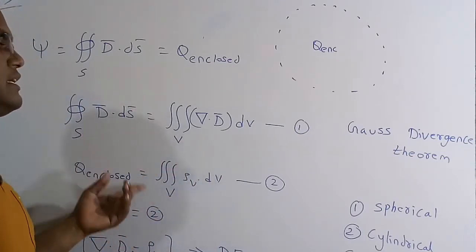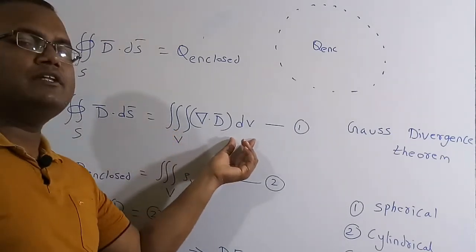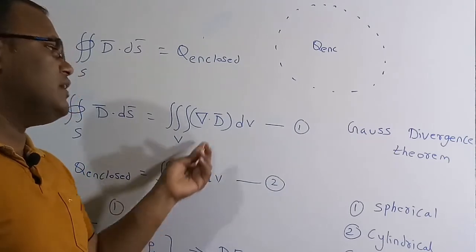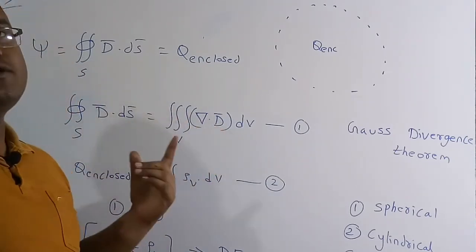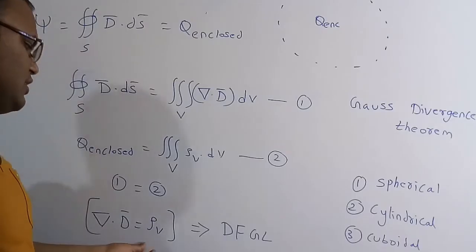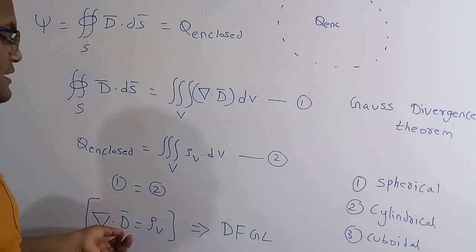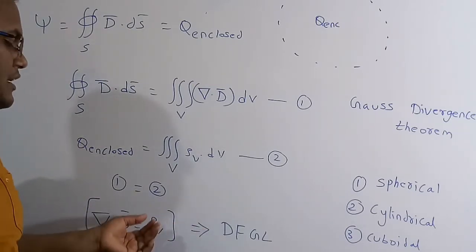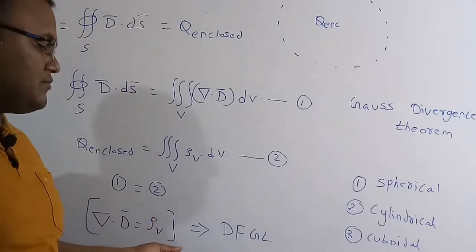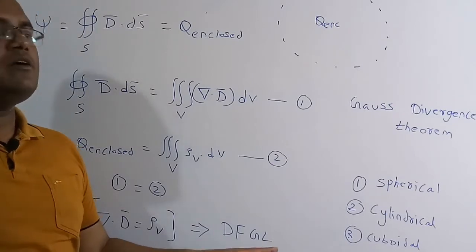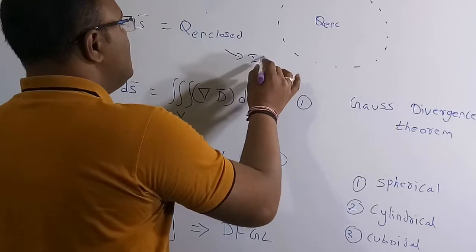So these both expressions are equal, therefore the volume integrals should also be equal. So for a small amount of dv, these two values should be equal. Therefore we can conclude that del dot D is equal to rho v. We call this the differential form of the Gauss law. The divergence of the electric flux density is equal to the volume charge density enclosed by that closed surface. So this is called the differential form of the Gauss law, but the earlier equation we call the integral form of the Gauss law.